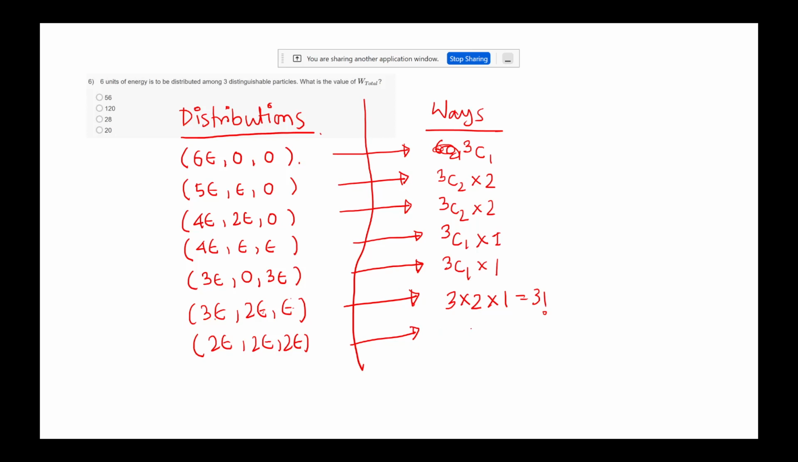Here, this one? Only one. So this is 3. This is 6. This is 6. This is 3. This is 3. This is 6. This is 6. This is 1. How many ways then is it happening? 9 plus 18, 27, and 28. Okay, option C, yes.